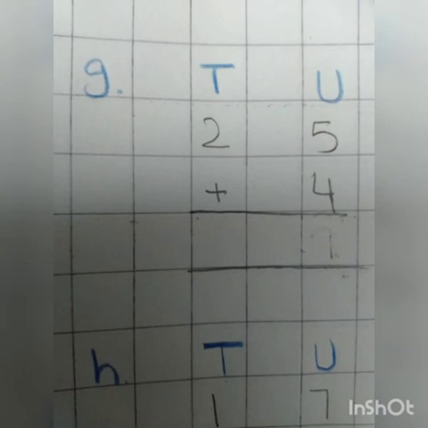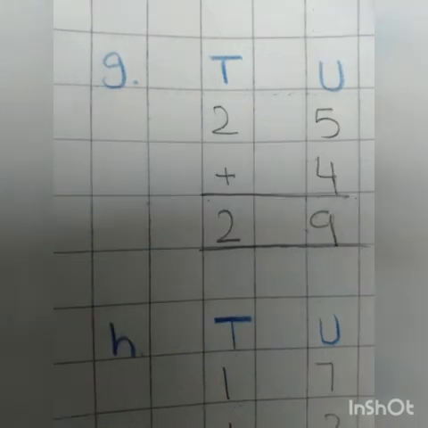Now we'll come to G. 25 plus 4. First we'll add units again, which is 5 plus 4. 5, 6, 7, 8, 9. 5 plus 4 is 9. And 2 will come down as it is. So the answer will be 29.